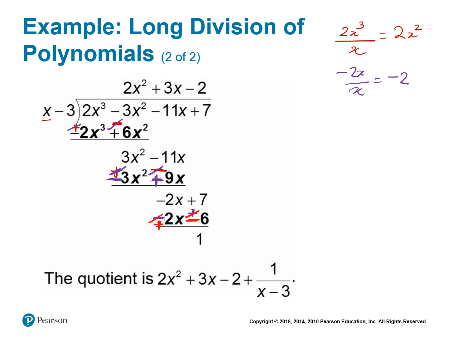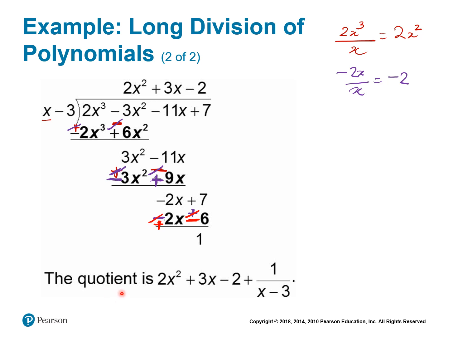So minus 2x plus 2x is 0, plus 7 minus 6 is a 1, and that's a remainder, right? That's a remainder. We don't have to proceed after that. We can just stop here and write it in proper quotient form, proper long division answer form.